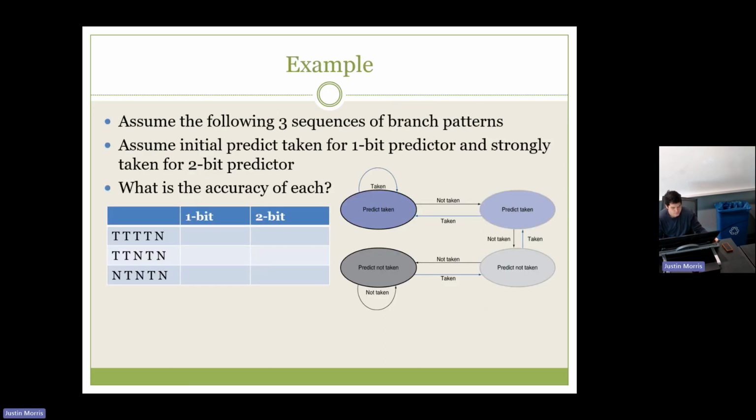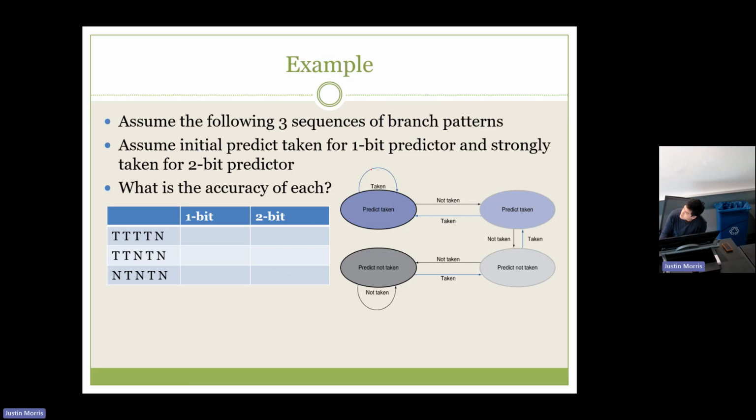So here is an example. Assume the following 3 sequences of branch patterns. Assume the initial prediction is taken for the 1-bit predictor and strongly taken for the 2-bit predictor. The question is, what is the accuracy of each? So let's do this together. We can do the 1-bit predictor first.